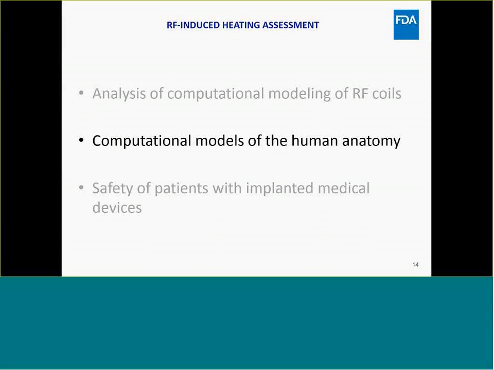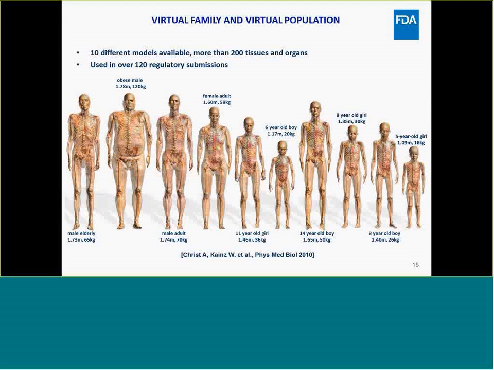Another area that we have been working on over the past years is development of new computational models of the human anatomy. As I mentioned, one was developed by Dr. Kuster in collaboration with his foundation, the Virtual Family first. There were 4 models, then extended to the virtual population, which is being released, made available, and is being used in several regulatory submissions to the FDA. The number here is 120. Most likely it's much more than that, in fact.